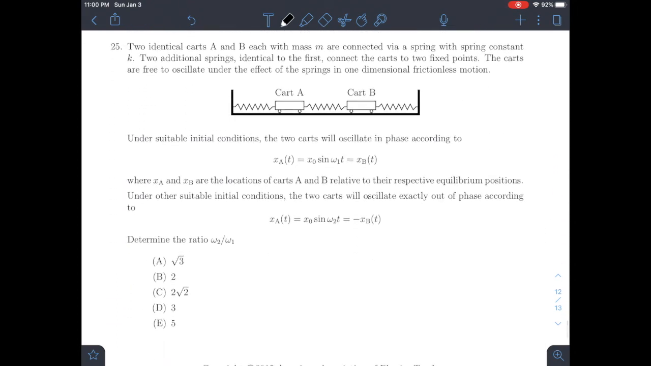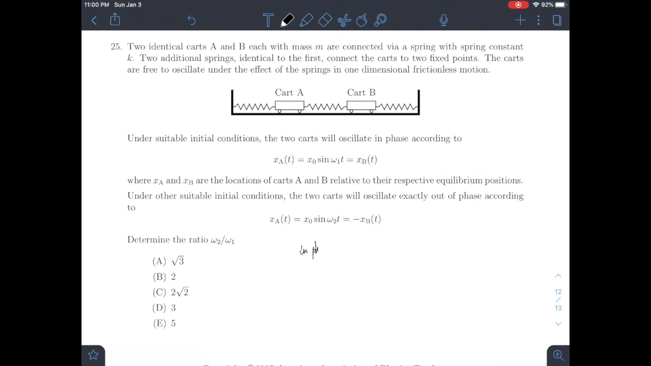So question number 25. Two identical carts A and B, each with mass m, are connected via a spring with spring constant k. Two additional springs identical to the first connect the carts to fixed points. The carts are free to oscillate under the effect of the springs in one-dimensional frictionless motion. Under suitable initial conditions, the two carts will oscillate in phase according to this equation, where xA and xB are the locations of carts A and B relative to their respective equilibrium positions. Under other suitable initial conditions, the two carts will oscillate exactly out of phase according to this equation. Determine the ratio between their angular frequencies.